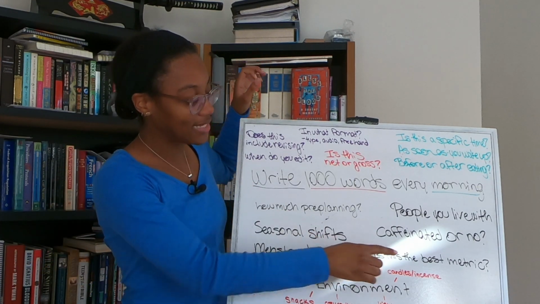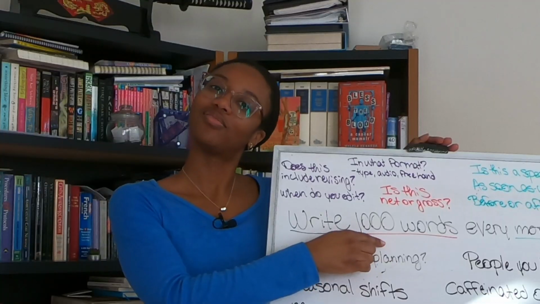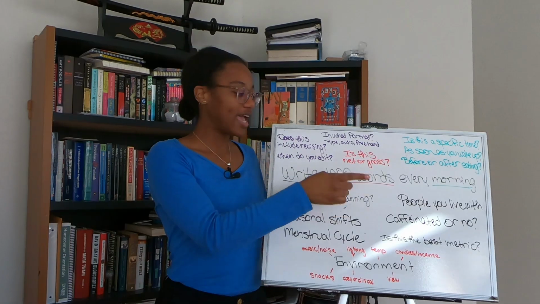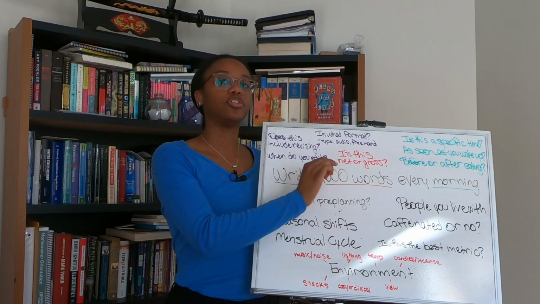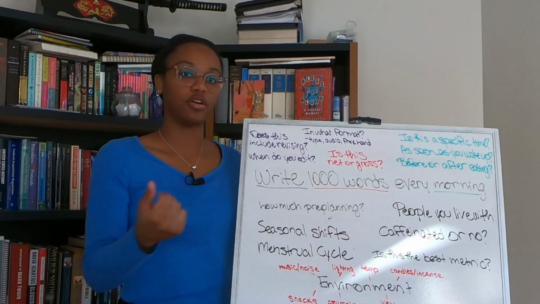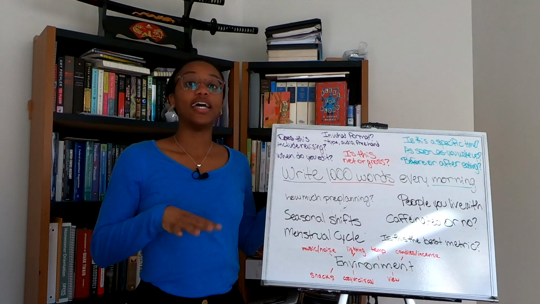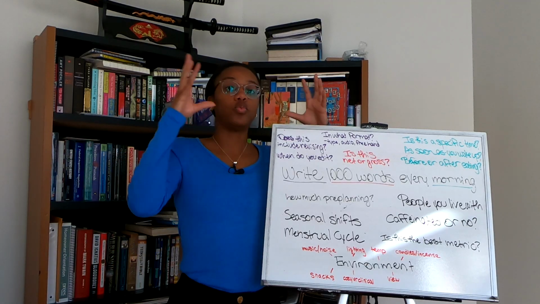And then also, is this the best metric? Where did this number come from? 1,000 words. What is that based in? And secondly, should it even be words, or should you be considering the amount of time that you want to write? So should it be write for 1 hour every morning? And then the last thing to think about is the environment in which you are writing.